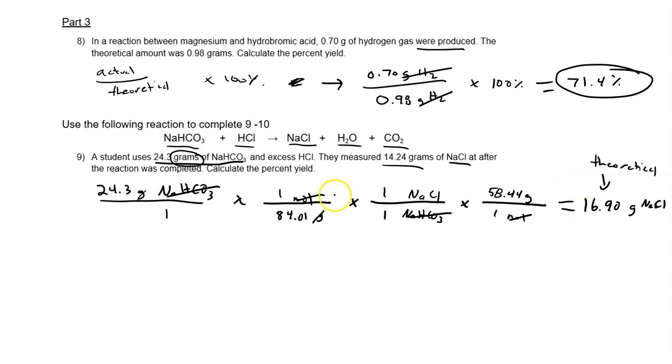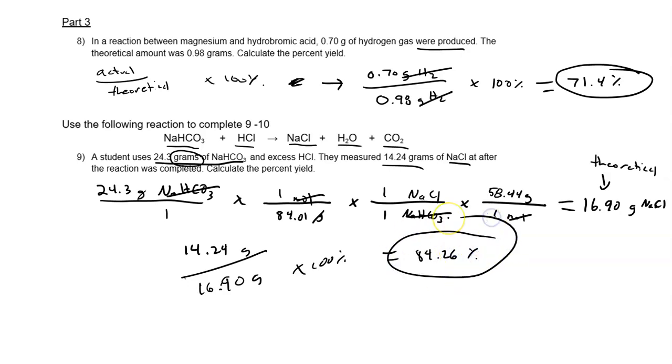So now that we know our theoretical value, now we can do our percent yield, which is just going to be our actual. This is how much we actually measured. Grams over 16.90 grams times 100%. And that gives me 84.26%. Bam. Okay, so all we're doing with percent yield calculations is stoichiometry first to get our theoretical yield, taking how much we actually got, dividing it by how much we ought to have gotten if everything went perfectly, multiplying by 100%.